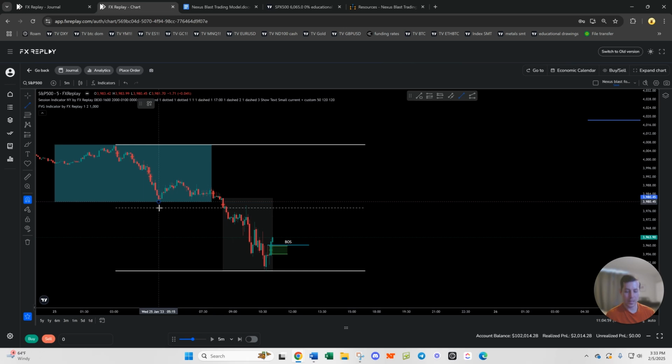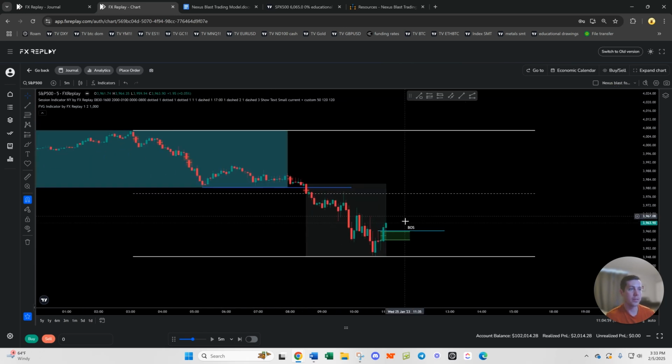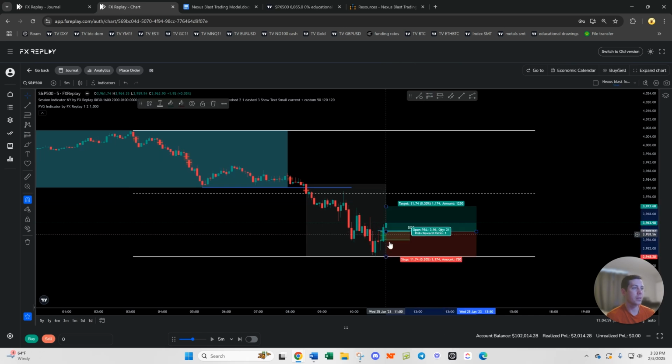All right, so this day we have a sweep of our London low here. It took us a while to get a break of structure, but we finally did get a candle closing above this previous wick high. I'll zoom in a little so you can see better. So we got a break of structure and we have a fair value gap created. So enter on the retest.